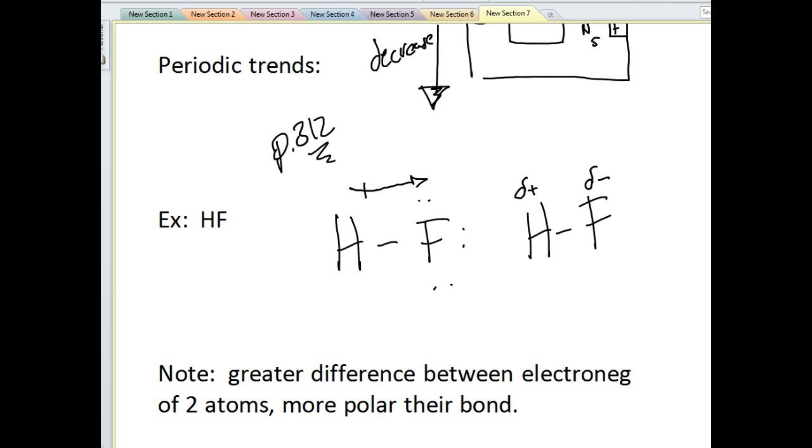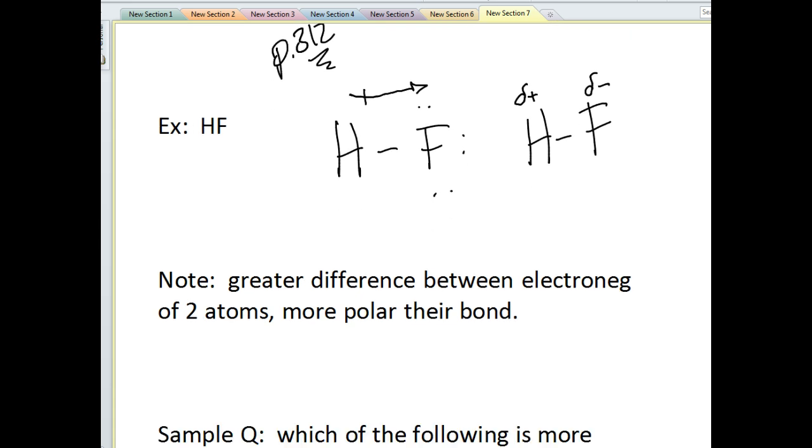Now this has all kinds of implications that we're going to be talking about later. These hydrogen fluoride molecules are going to be attracted to each other because of slight charges, the same way water molecules are attracted to each other. So that's a talk for a different day. Just a thing that we want to note: the greater the difference between the electronegativity of two atoms, the more polar their bond becomes. We just gave you a pretty extreme example of hydrogen and fluorine. Those guys are really far apart on the periodic table, so they're going to have a more polar bond.